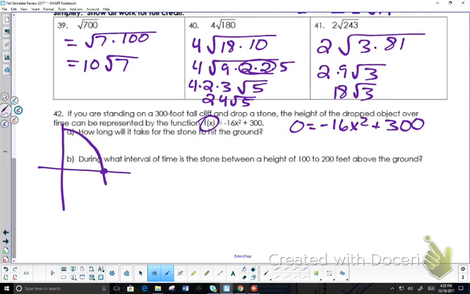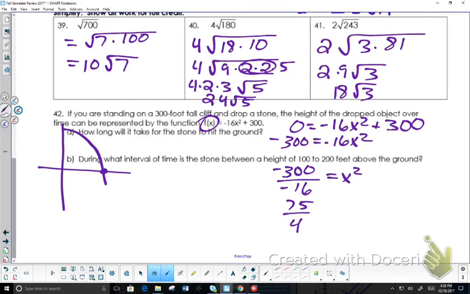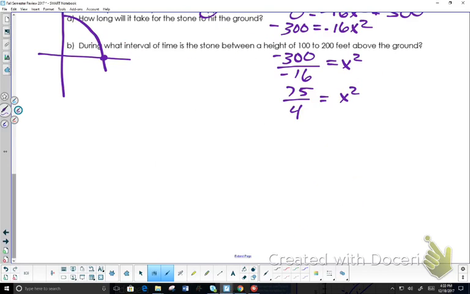If I were to do this algebraically, it would be negative 300 equals negative 16x squared. I divide both sides by negative 16, and get 300 over 16 equals x squared. Let's see, 300 divided by 16 would reduce to 75 over 4. Once again, we can do that square root thing, right? Whenever we square root, we do the plus or minus. 75 over 4 gives me x squared. Well, when I do that, I get plus or minus square root of 75 over 2.